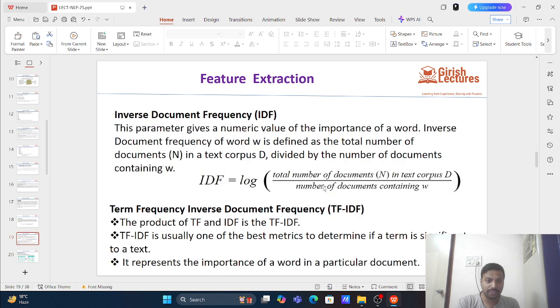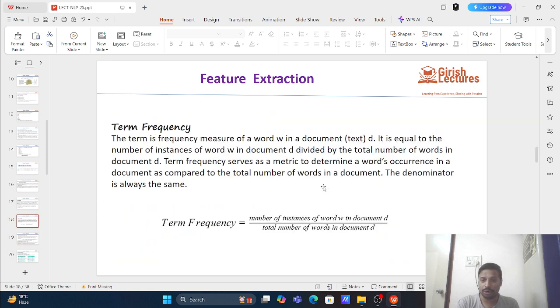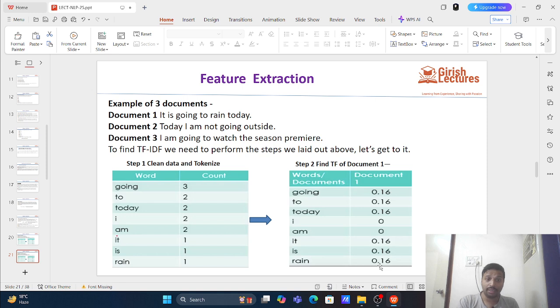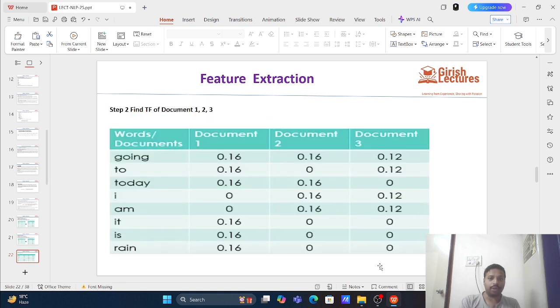So this is how we identify the term frequency values. What are the term frequency values? We have the number of instances of a word W in document D divided by the total number of words in document D. So it will be 0.16 for going, to will be 0.16, today will be 0.16, I will be 0, am will be 0. These are all the term frequency values for one document, and for the second document these are the values, and for the third document these are the values. If you consider going, for the first document it will be 0.16, second document 0.16, and the third document 0.12. So these are all the term frequencies for all these 3 documents.